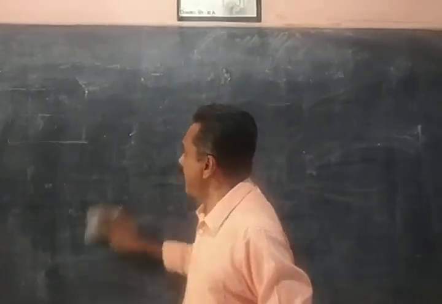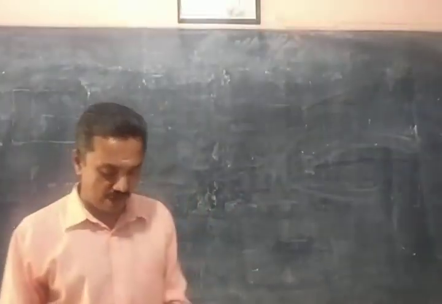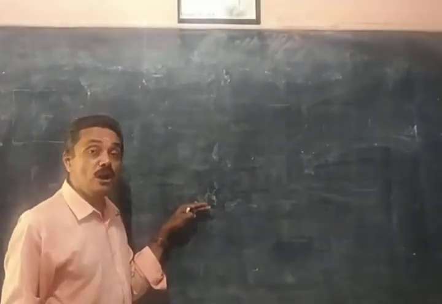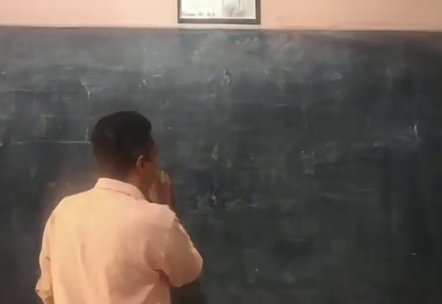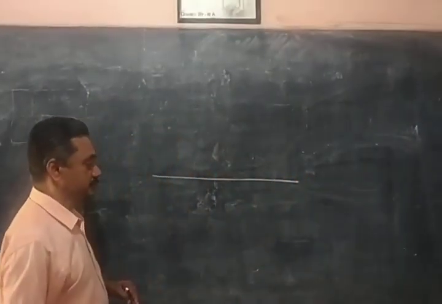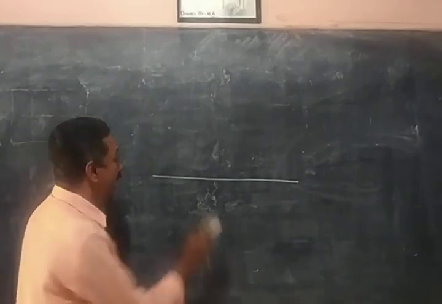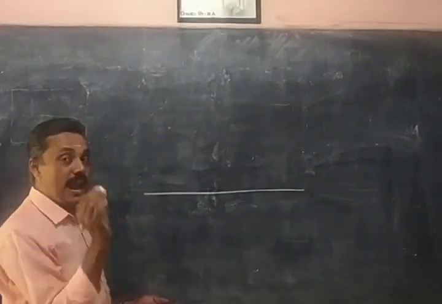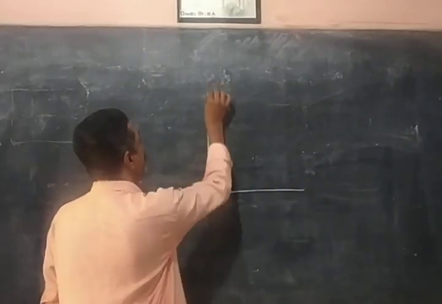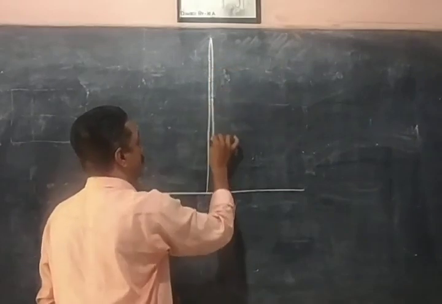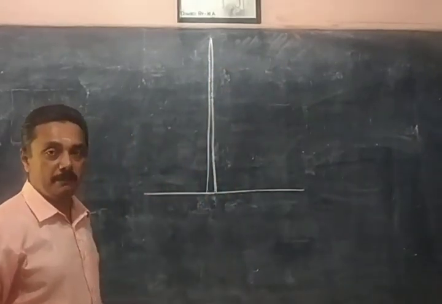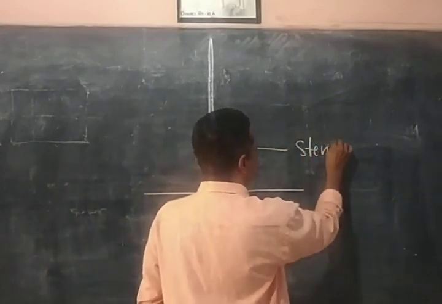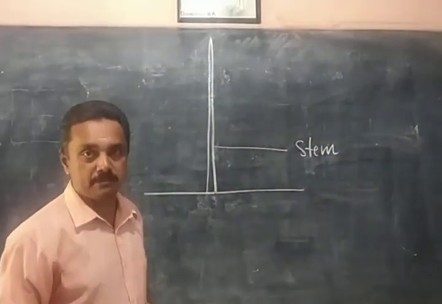So follow the diagrams very clearly so you can understand very easily. See, the shoot system, I am explaining first of all, shoot system. The main axis of the shoot system is called stem, S-T-E-M, stem.